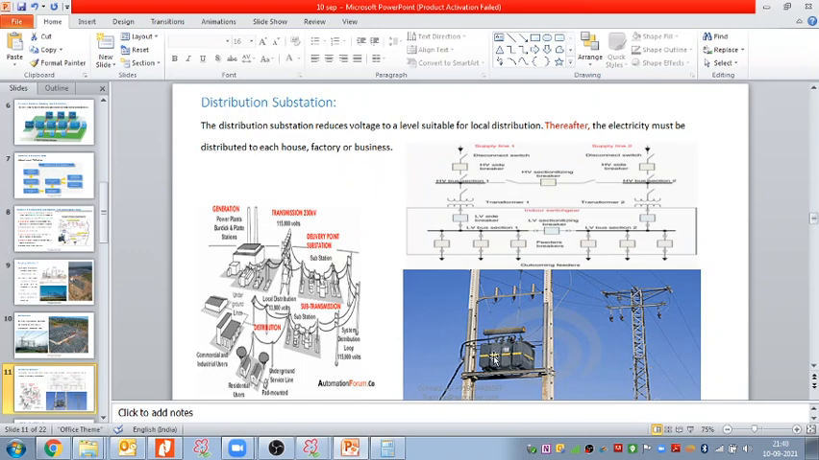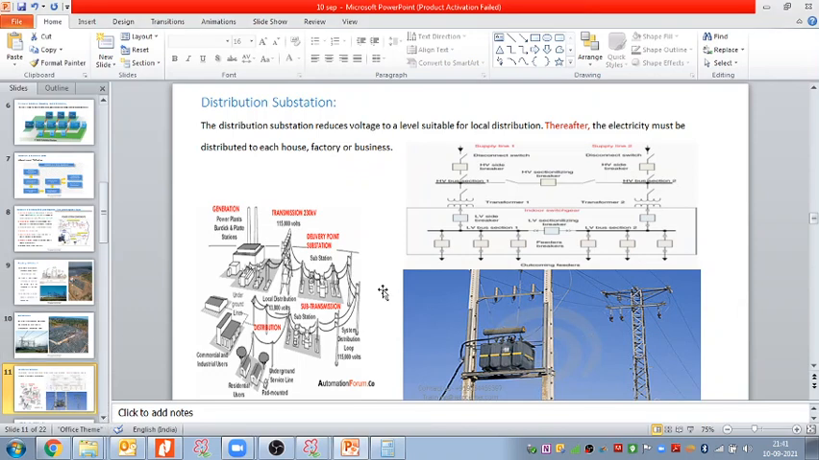And again we have the pole mounted substations, the pole mounted distribution transformer. What is the rating of this pole mounted distribution transformer? Generally we take 250 kVA approximately. Okay, and then they step down this 11 or 33 kV to 415 volts, and then finally distribute to the consumer, to the end user.